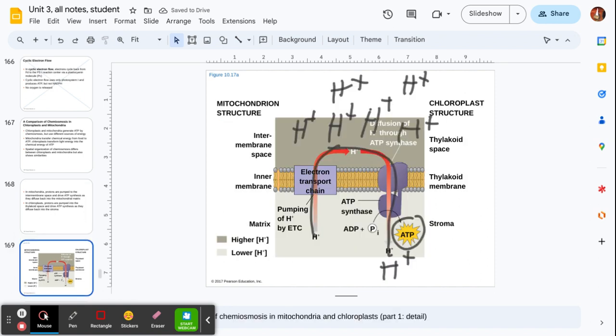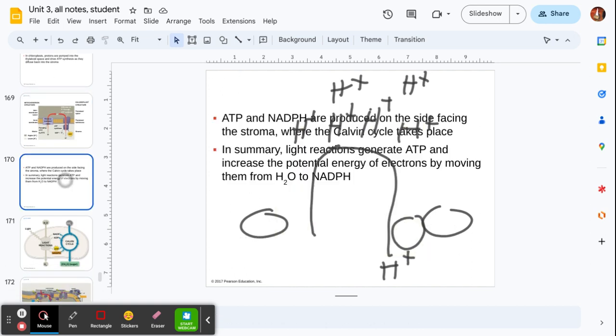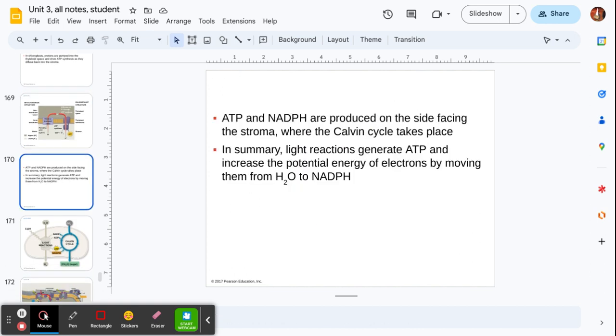which is what I showed you on this one. Okay. And you can see that difference. Here's the matrix, and here's the stroma. Same process, but in a different direction. Okay. The ATP and the NADPH are produced on the side facing the stroma, which is good. It's beneficial because they're right where they need to be for the Calvin cycle. So the Calvin cycle is going to make our sugar. So the starting blocks for the production of sugar are right there, right where they need to be.